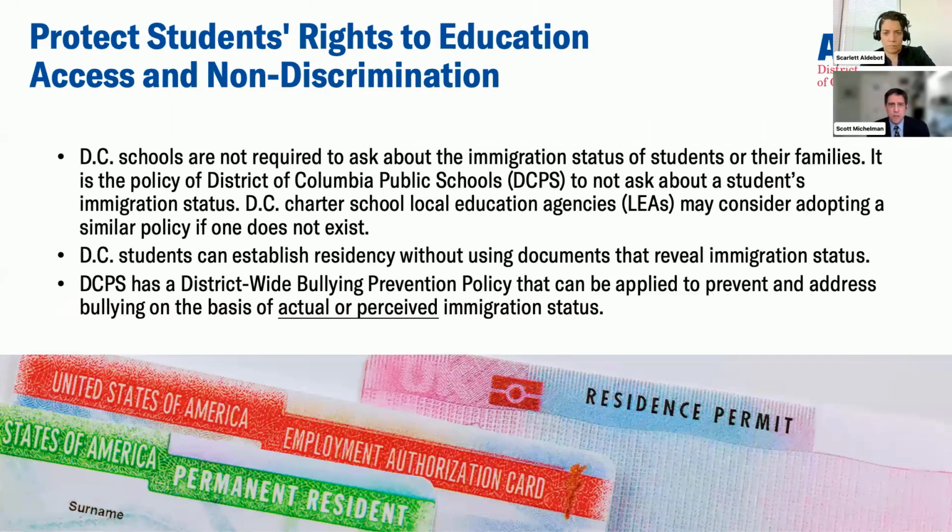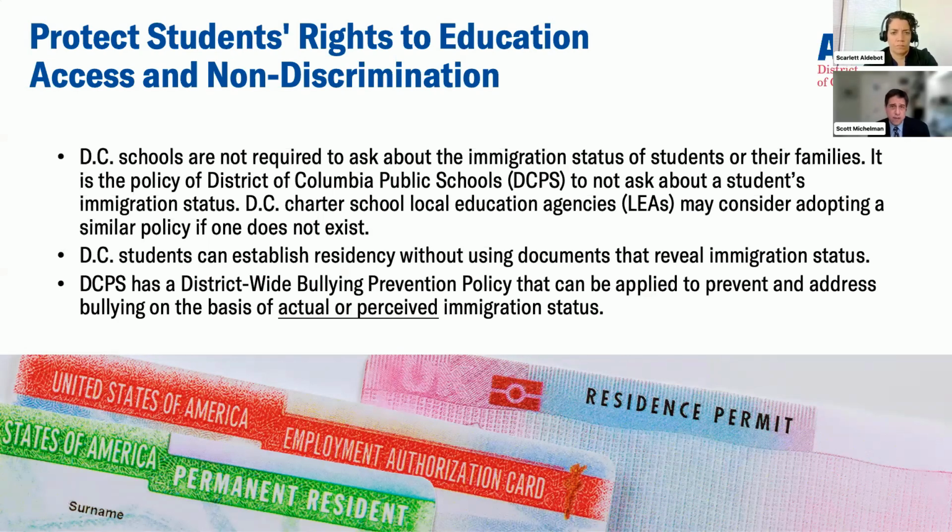So, getting more specific in ways to protect students' rights to education access and non-discrimination, DC schools are not required to ask about the immigration status of students or families, and it's DCPS policy not to do that. Now, DC charter schools, as you may know, are essentially their own school district. Those are called LEAs, local education agencies, in federal law. And they can adopt similar policies if they haven't already.